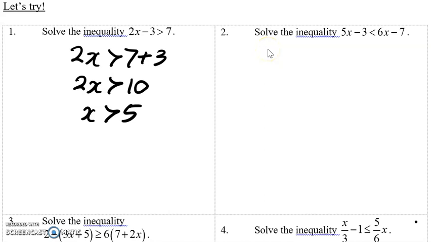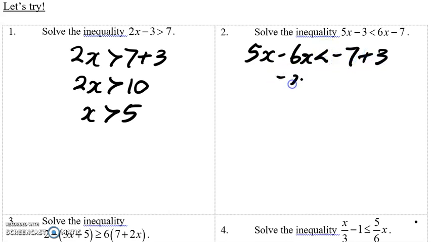For the next question, 5x minus 3 less than 6x minus 7. So what happens is 5x minus 6x will be less than minus 7 plus 3. This gives you minus x less than minus 4. So since there's negative on both sides, when we actually find the inequality for x, we have to remember that we need to flip the sign. And so your answer is x more than 4.